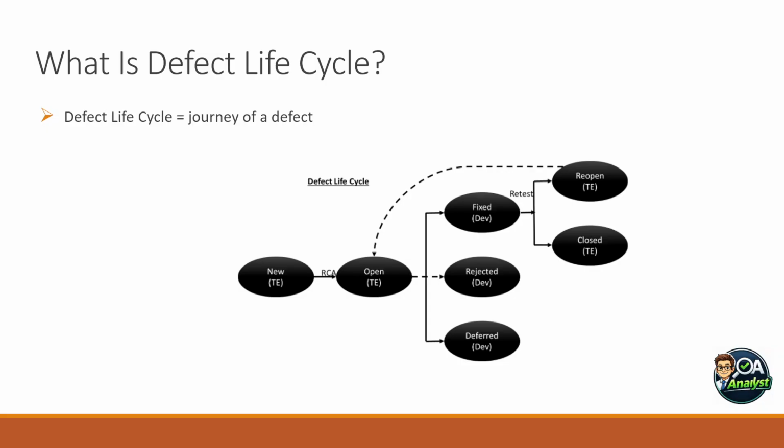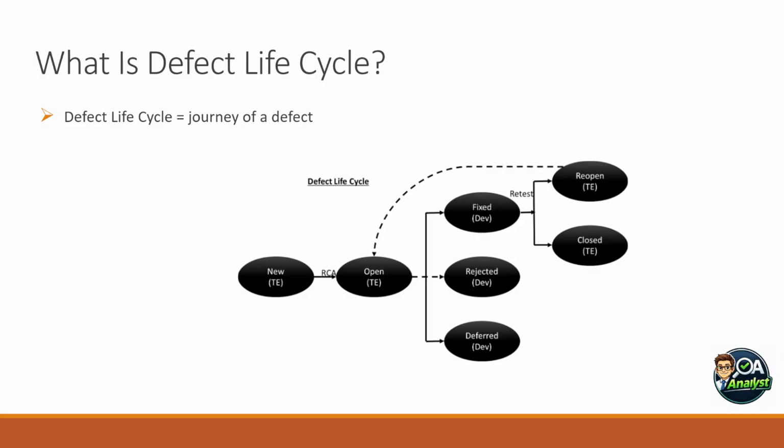After the defect is logged as new, it is reviewed by the test lead or the development team, and then the status changes to open. Open means the defect is accepted, it is valid and it needs to be worked on. Once the defect is opened, it is assigned to the developer for fixing. Now the developer starts working on the defect for a fix.